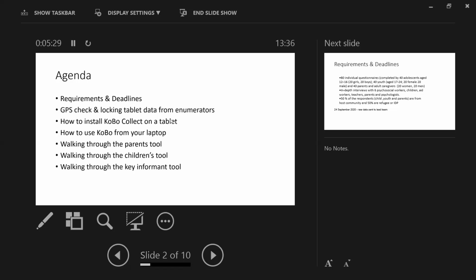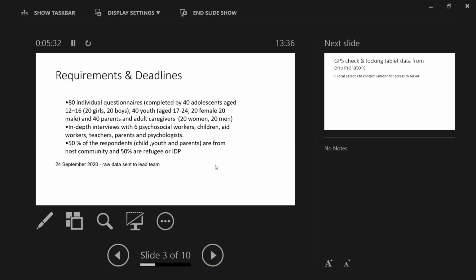Okay, I will move on to the next slide, which is about requirements and deadlines. Before we go into technical details of how to install the tool and things like this, I just want to remind you of the requirements: the number of children, youth, and adults that we want to collect data from, and where we want to collect this data from, and then the deadline when we would like all the questionnaires to be administered.